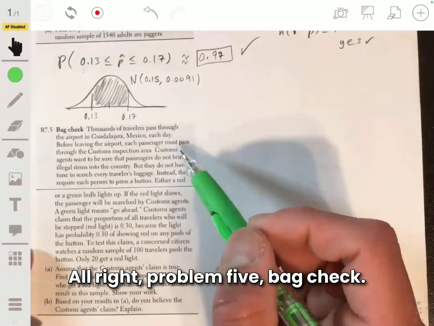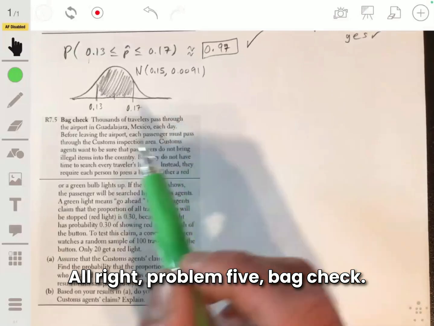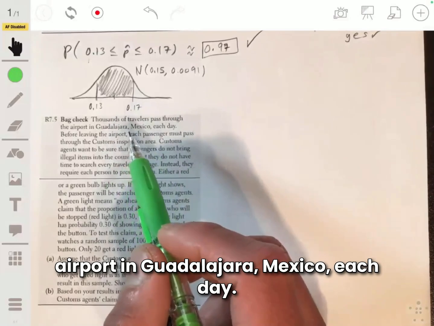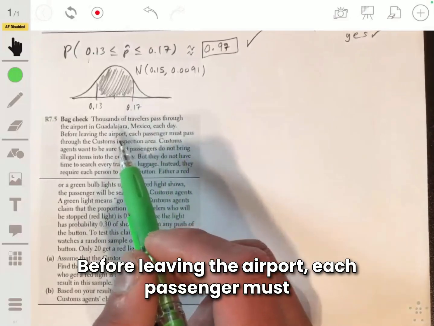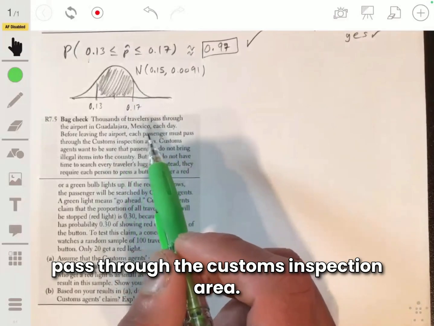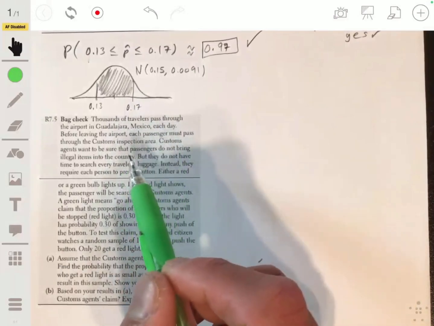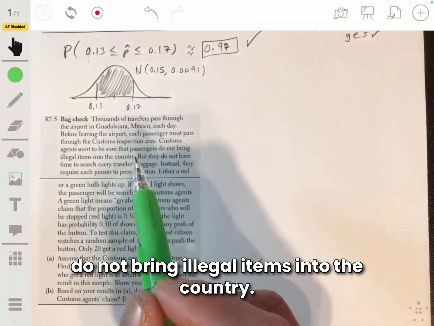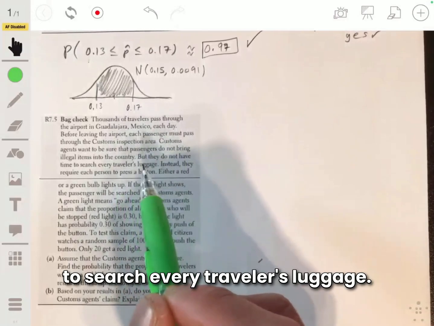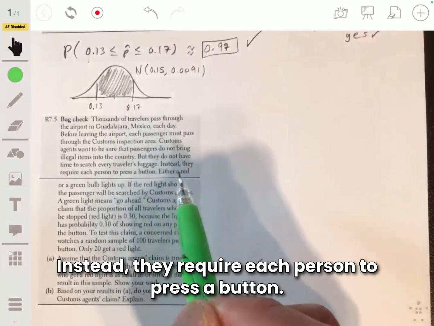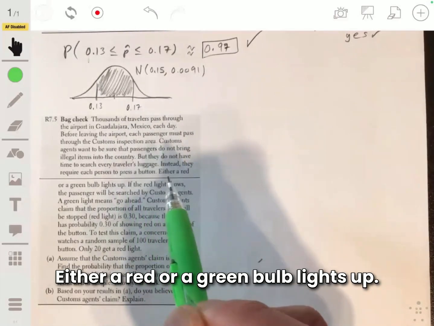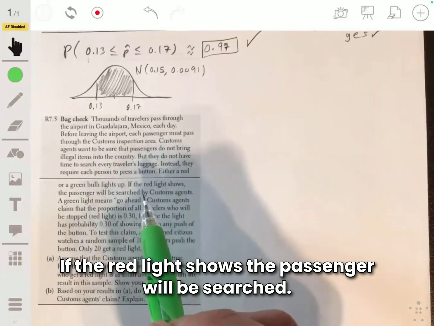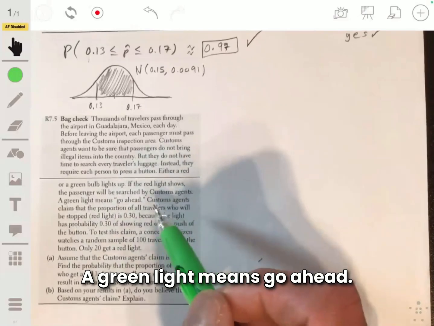All right, problem 5. Bag check. Thousands of travelers pass through the airport in Guadalajara, Mexico each day. Before leaving the airport, each passenger must pass through the customs inspection area. Customs agents want to be sure that passengers do not bring illegal items into the country, but they do not have time to search every traveler's luggage. Instead, they require each person to press a button, and either a red or a green bulb lights up. If the red light shows, the passenger will be searched. A green light means go ahead.